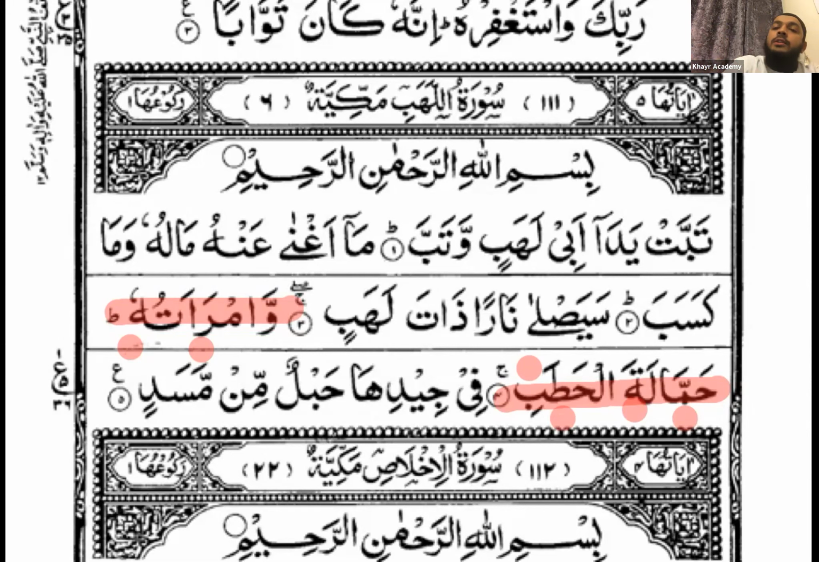So let me just read this verse again. وَامْرَأَتُهُ حمالة الحطب. These two are soft, yeah?